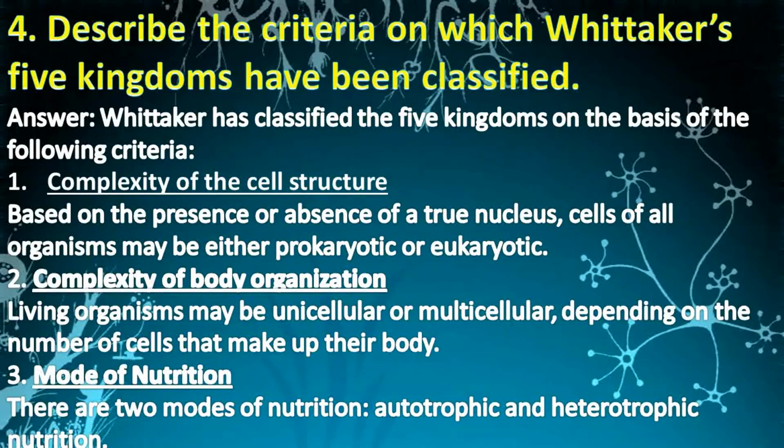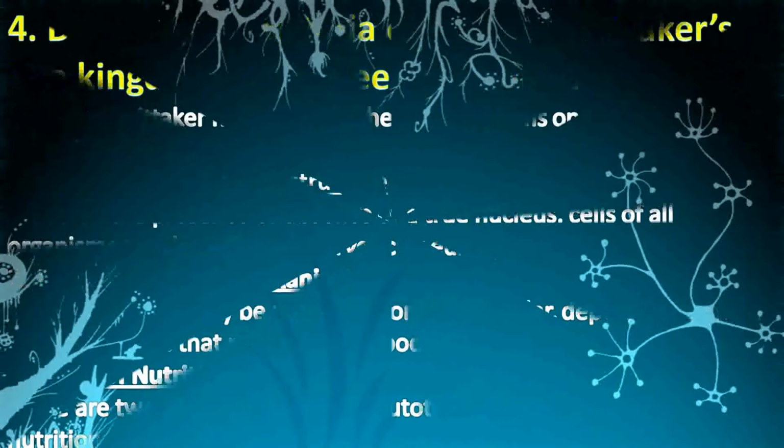Complexity of body organization. Living organisms may be unicellular or multicellular depending on the number of cells that make up their body. Mode of nutrition. There are two modes of nutrition: autotrophic and heterotrophic. Next question.